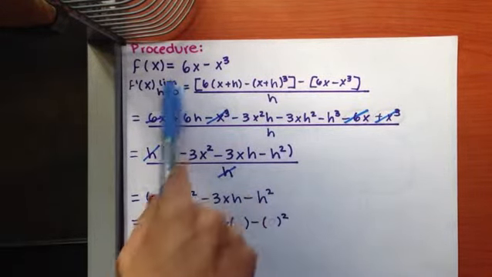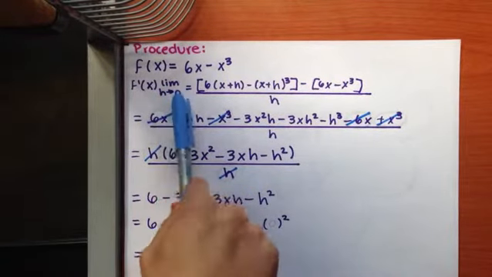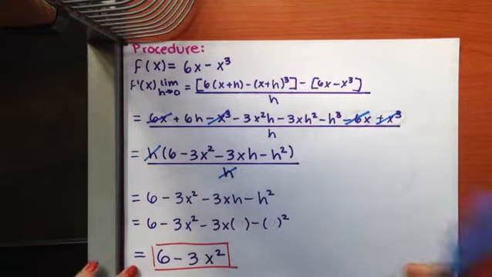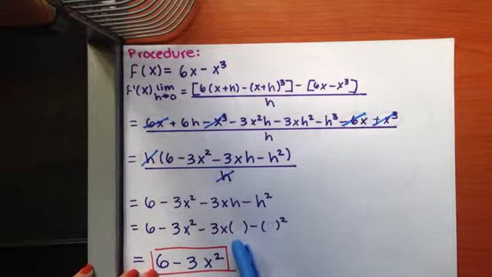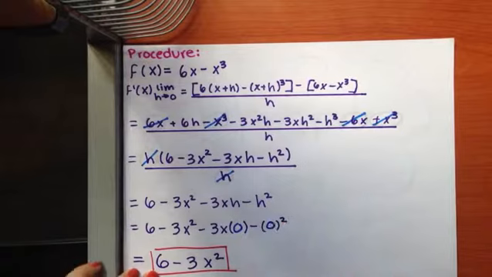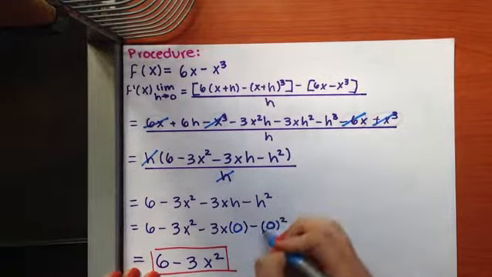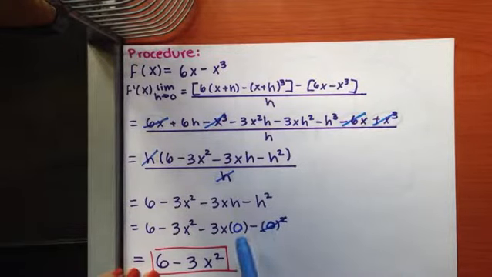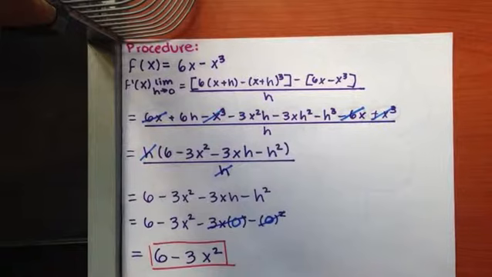Remember that when the limit of h approaches 0, this means that we can plug in a 0 in every h. And if we do 0 to the second power, this will be eliminated. Also, when we multiply a 0 times a number, we can eliminate this also. So the main result will be 6 minus 3x to the second power.